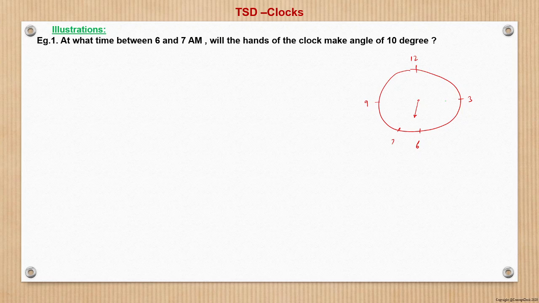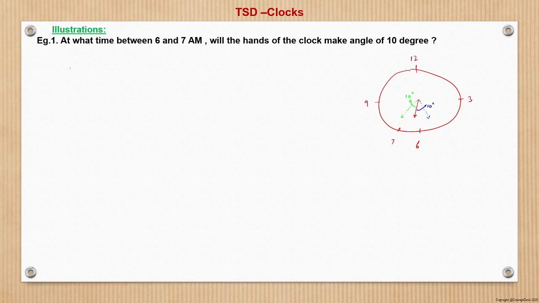So let me draw the minute hand with a green ink. The minute hand would be either ahead of the hour hand, or it may be behind the hour hand, right? So the angle here is 10 degrees, this is 10 degrees, and this has been given as 10 degrees. So we have to find at what time we can see this position of the needles. So we have seen the question and the process here.